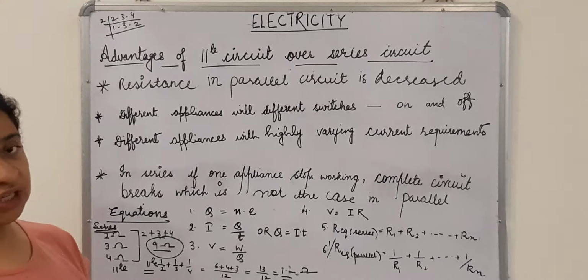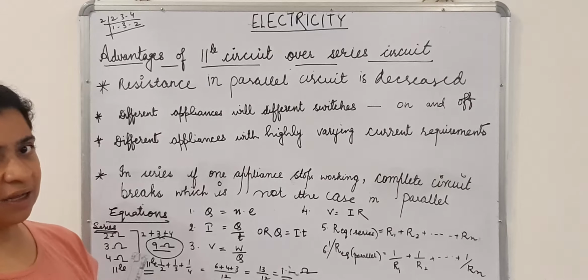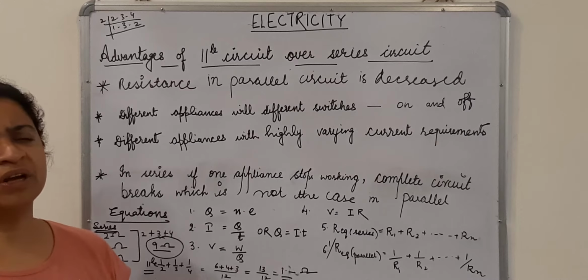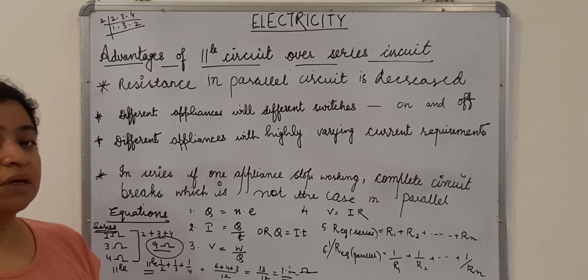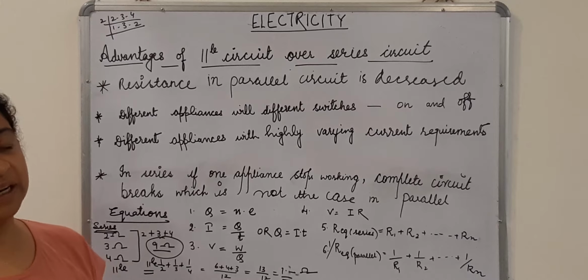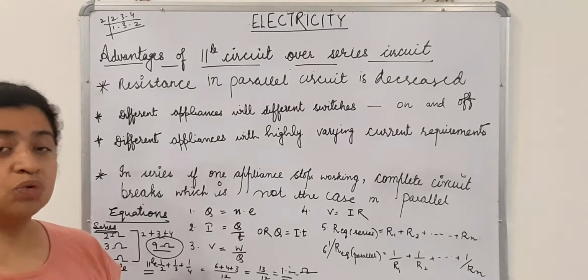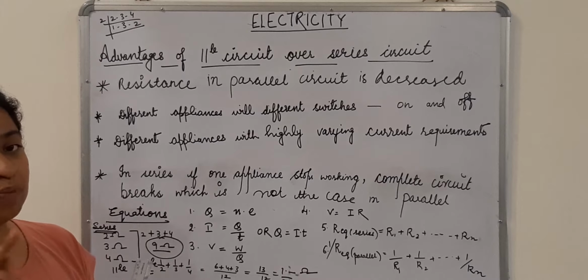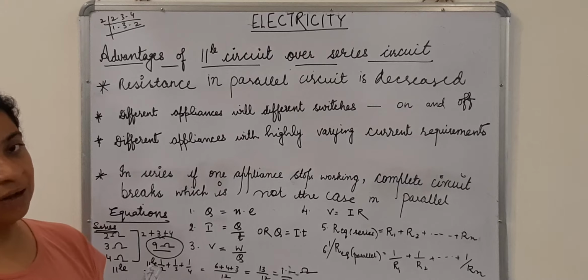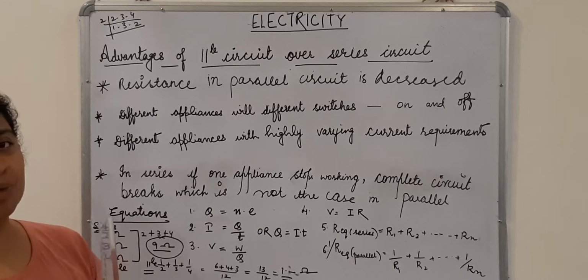Second point: there will be different switches to switch on and off different appliances in case of parallel. But in case of series circuit, all the appliances will be connected through one switch. I can give you the example of fairy lights, the lights we use for decoration at the time of Diwali. Those decoration lights have only one switch to put on all of them. In one go, you can put on more than 100 bulbs at a time. But if these 100 bulbs are connected in parallel, they will have 100 switches to put them on and off. This is another advantage of parallel.